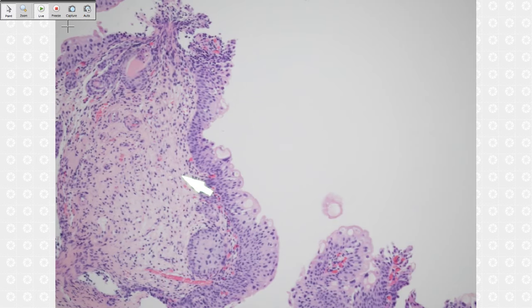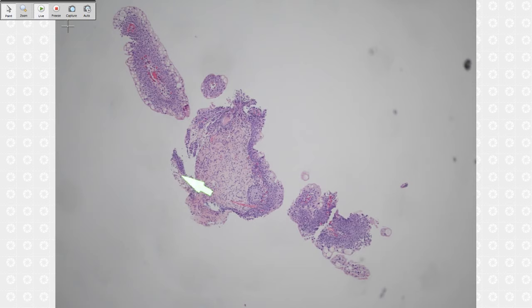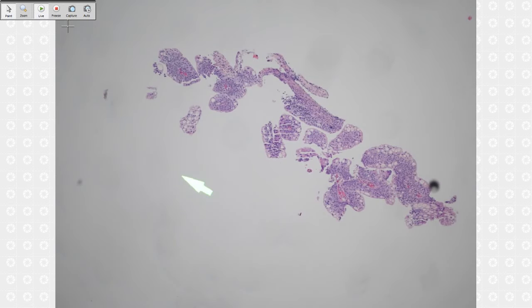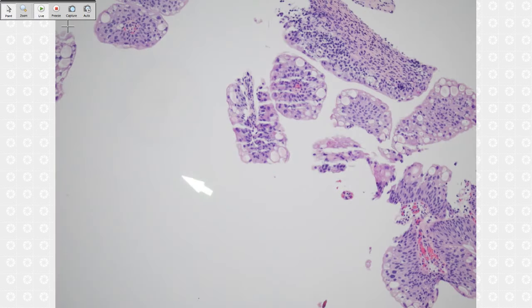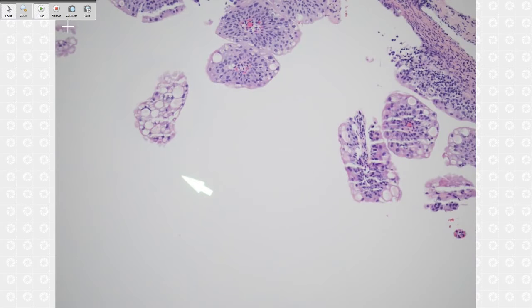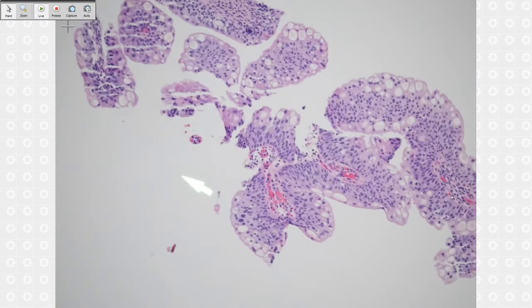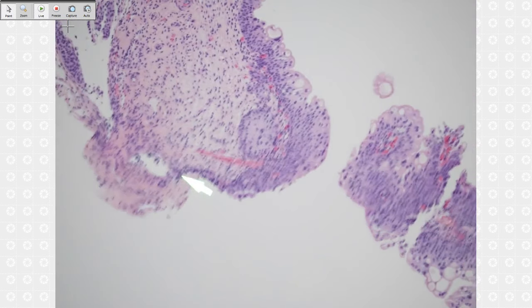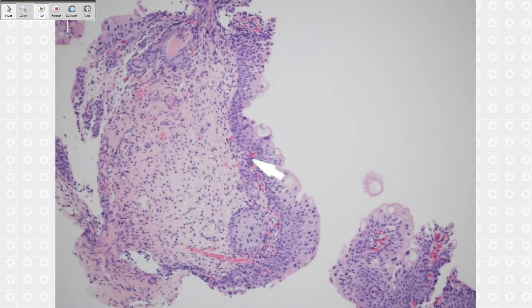Oh, better. Okay, so this is a low power view. You see papillary architecture, definitely. Why do I call it papillary? Because you see fibrovascular cores. We have something that I thought might be goblet cells, but I don't think these are goblet cells. It doesn't look like mucin. Goblet cells should have intracytoplasmic mucin. This looks more like cytoplasmic vacuoles.